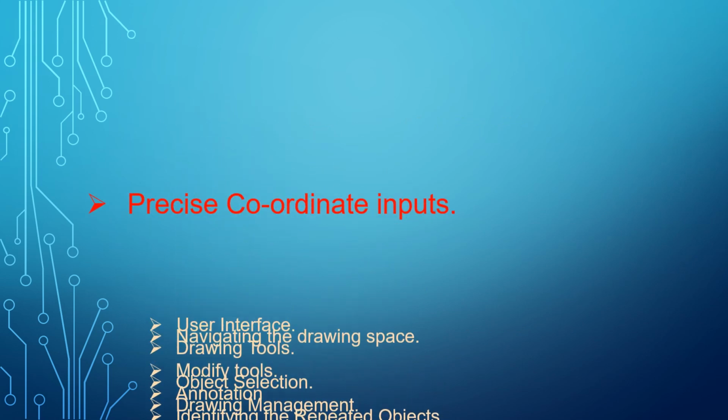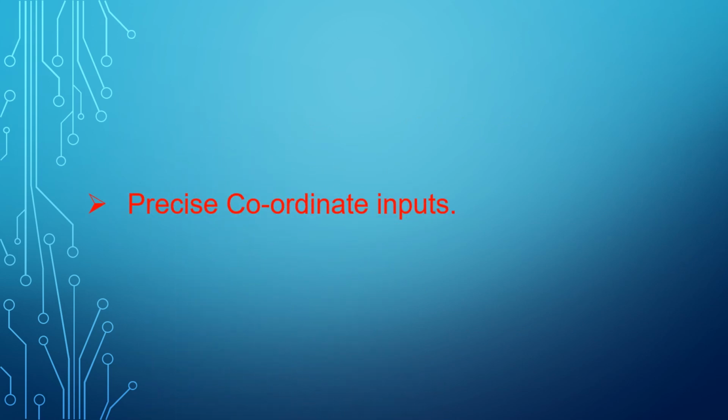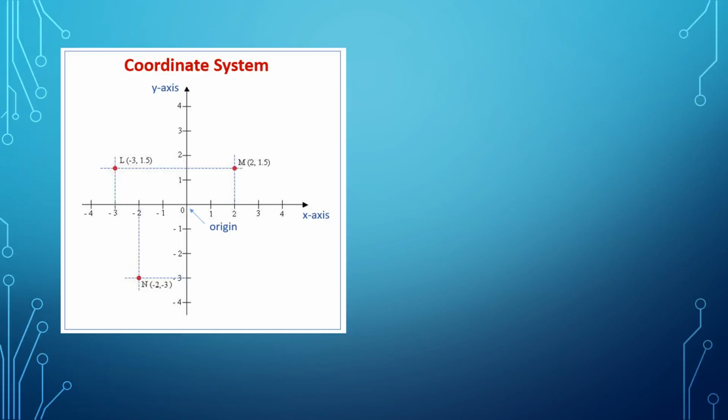Let us know about precise coordinate inputs. In this picture, there are 3 points L, M, N. If you take M, its coordinates are 2, 1.5, which means the point M is 2 units away from the origin on the x-axis and 1.5 units away from the origin on the y-axis.